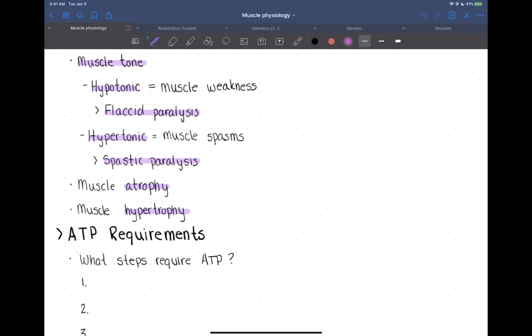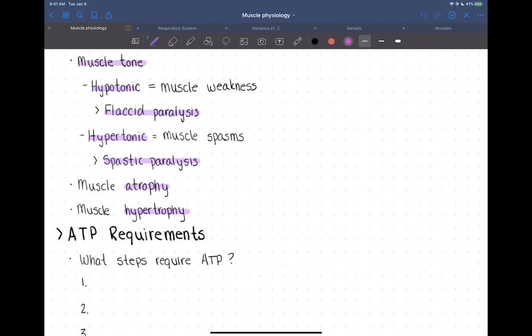Okay, in the last video, we finished talking about the physiology of muscle contraction. So how an actual muscle contracts and all of the different proteins and steps involved in that. And so now we're going to move on in this video and talk about some additional topics related to muscle activity. Okay, and so we're going to start with talking about muscle tone.